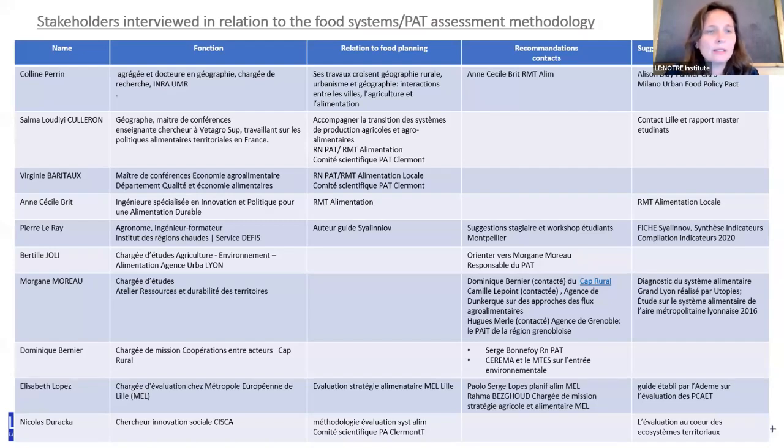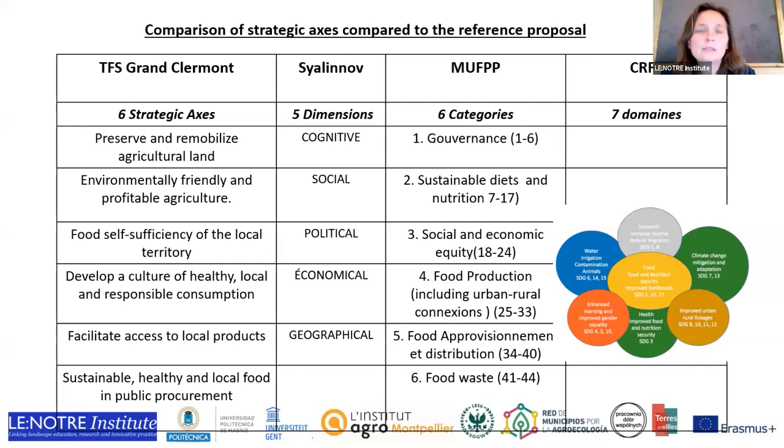So the benchmarking was done by consulting a lot of researchers or those responsible for food strategy in other territories. This is just a few examples. And also the benchmarking was built on other food strategies, like the one presented by Aleksandra, but also CIALINOB, which is a French methodology of food system evaluation, which has 5 dimensions: cognitive, social, political, economical, and geographical. And in order to select some indicators that are relevant to the strategic axes, we tried to see which one could correspond to each axis of the territorial food strategy of Grand Clermont.